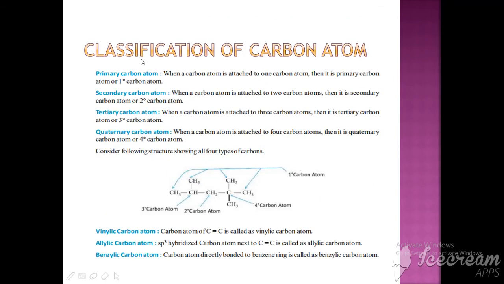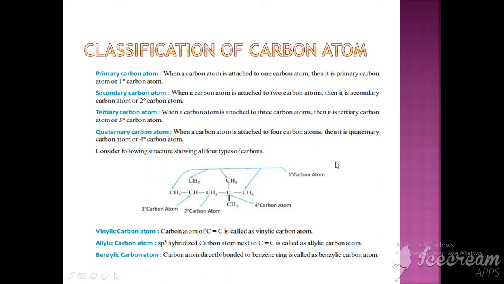Now we are going to deal with the classification of carbon atoms. Carbon atoms are mainly of these 4 types. The first is the primary carbon atom. When a carbon atom is attached to one carbon atom, it is a primary carbon atom. Similarly, the secondary is attached to 2 carbons, the tertiary is attached to 3 carbon atoms, and the quaternary is a carbon attached to 4 carbon atoms. It is a quaternary carbon atom or a 4-degree carbon atom.